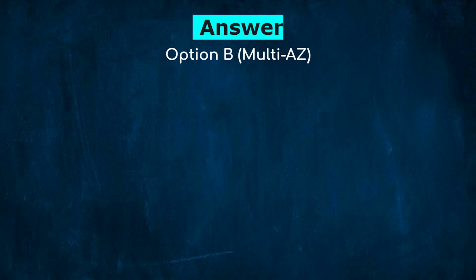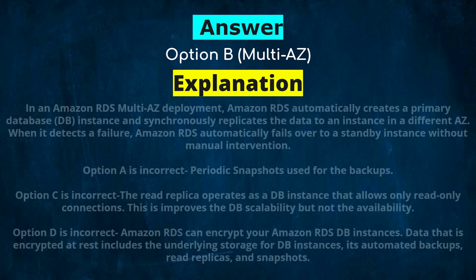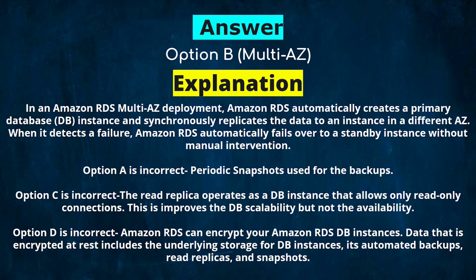Multi-AZ. Explanation. In an Amazon RDS multi-AZ deployment, Amazon RDS automatically creates a primary database instance and synchronously replicates the data to an instance in a different AZ. When it detects a failure, Amazon RDS automatically fails over to a standby instance without manual intervention.